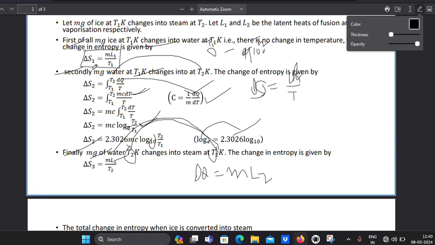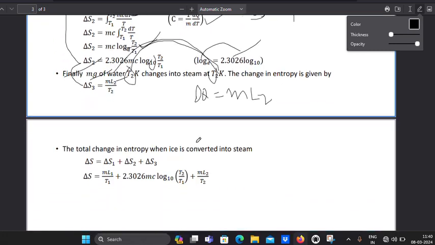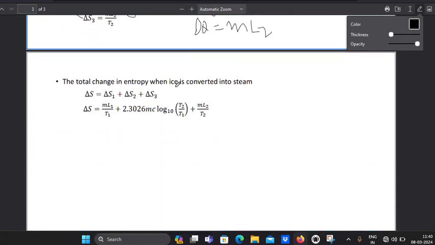Now what we have to do? Total thing, three quantities we have to add. This one and this one, this one. If we add these three things, then we get how the entropy of water changes when ice changes into steam. Now see here, the total change in entropy when ice is converted into steam. So delta S is equal to delta S1 plus delta S2 plus delta S3. It is the delta S1 formula, it is the delta S2 formula, it is the delta S3 formula. So like this it is the total entropy change of ice changing into steam.